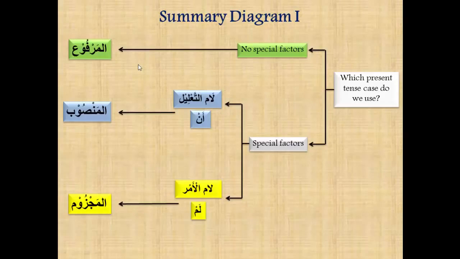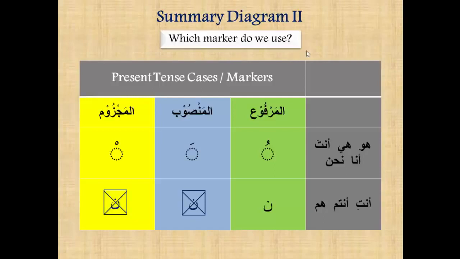Now the next question is, after we decide which case to use, what's the correct marker? So diagram number two answers the question, which marker do we use? Organized by column, we have the three different cases, al-marfu', al-mansub, al-majzum. And ordered by row, we have our pronouns broken down into two groups. On the top, we have huwa, hiya, anta, ana, and nahnu. Huwa yaf'al, hiya taf'al, anta taf'al, ana af'al, nahnu naf'al. These verbs, the verbs conjugated for these pronouns, take the dhamma, fatha, and sukun markers for the marfu', mansub, and majzum respectively. So these verbs take the short vowels, the harakat, dhamma, fatha, and sukun.